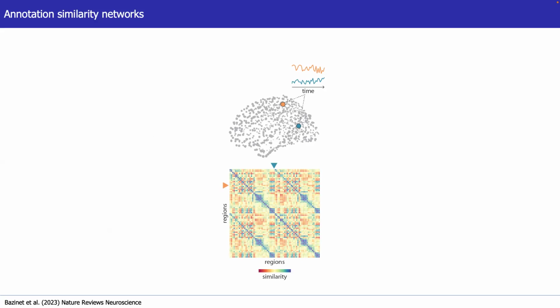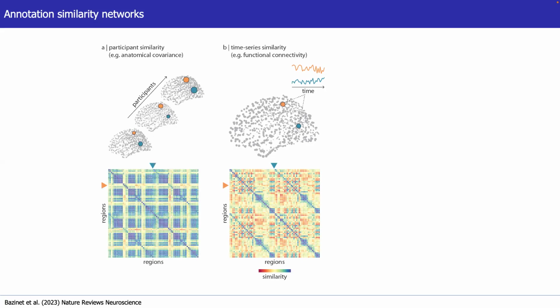We take two brain areas, we look at their time courses of neural activity, we correlate them, and we get a functional connectivity matrix. So we're correlating annotations across time. You can also do the more old-fashioned thing, which is to take pairs of areas across participants and correlate their biological annotations. This is how we construct anatomical covariance networks, for instance, or how people used to do PET metabolic connectivity networks in the late 80s. So you can get a participant similarity network.